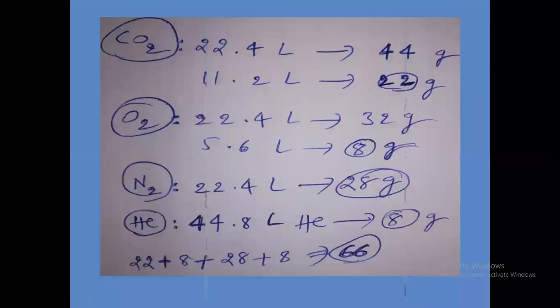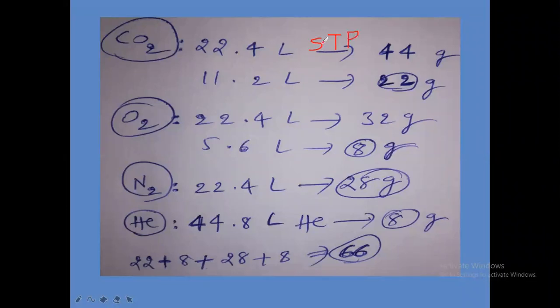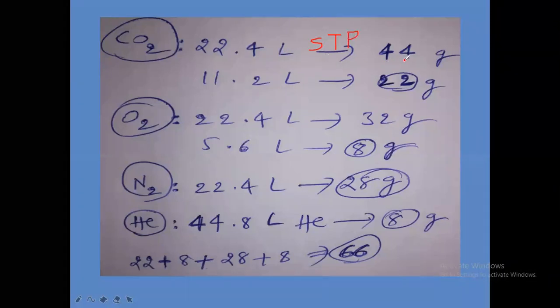So you take it this way. For CO2, 22.4 liters at STP. What conditions do we take here? STP conditions, which are already given: temperature is 0 degrees Celsius and pressure is 1 atm, 760 mm. At STP, 22.4 liters of CO2 will have 44 grams, the gram molecular weight. And 11.2 liters will have 22 grams. So this weight we have to consider.